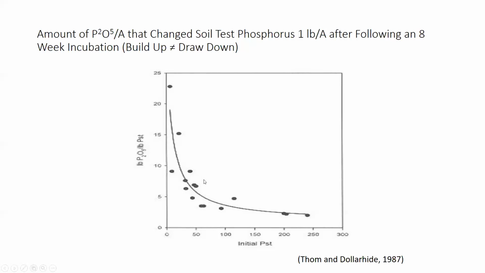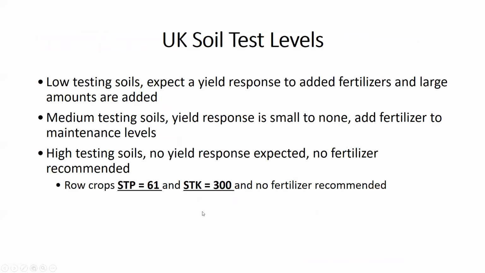And do you necessarily need to build it all the way up if you're adding enough for the crop every year? So that's a different conversation we can have at a different time. But anyway, for UT or UK soil test levels, with low testing soils, we expect a yield response, and we add large amounts. Medium test, we see small to none, but we add fertilizer to maintain or slightly build that level, and to cover for that variability across the field.